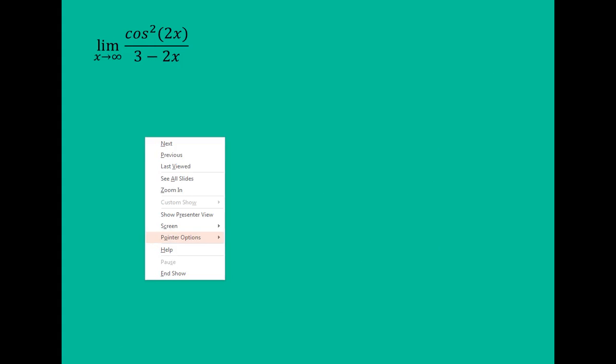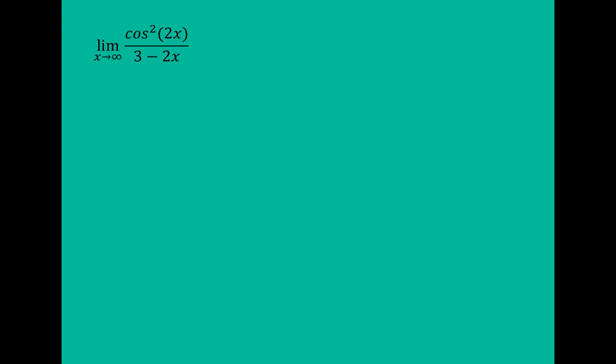Another limit. So the cosine squared of 2x. We know that the cosine of 2x would be bounded between 1 and negative 1. Now, cosine squared of 2x means this.